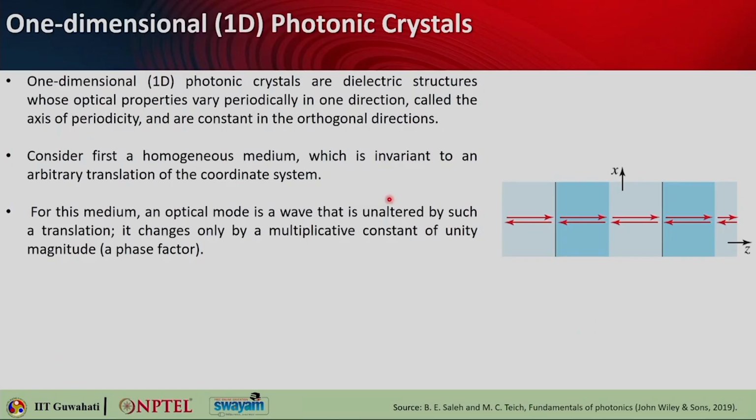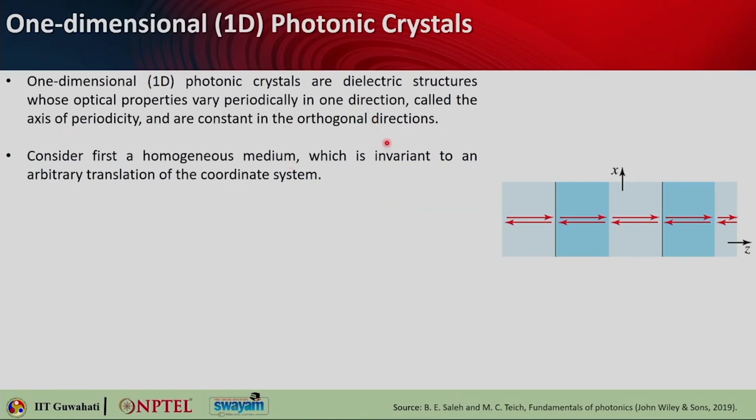So, when you look into 1D photonic crystals, they are basically dielectric structures whose optical properties vary periodically in one dimension. So, here we can define the axis of periodicity. And these variations are constant in the other orthogonal directions. So, along the plane of this paper, inside like this or this way, or along x, it is the same. This variation only takes place along the z direction.